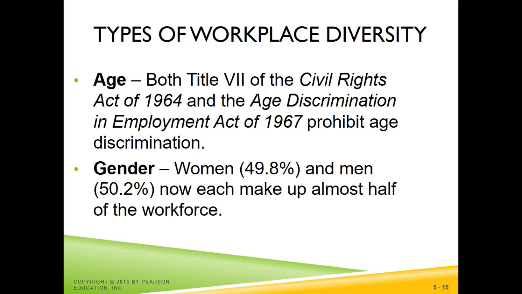The aging population is a major critical shift taking place in the workforce, with many of the nearly 85 million baby boomers still employed and active in the workforce. Managers must ensure that those employees are not discriminated against because of age. Both Title VII of the Civil Rights Act of 1964 and the Age Discrimination in Employment Act of 1967 prohibit age discrimination. Women, 49.8%, and men, 50.2%, now each make up almost half of the workforce.